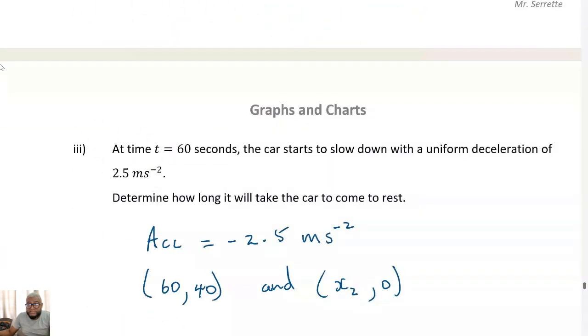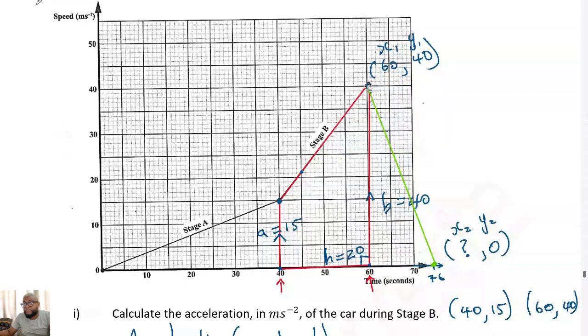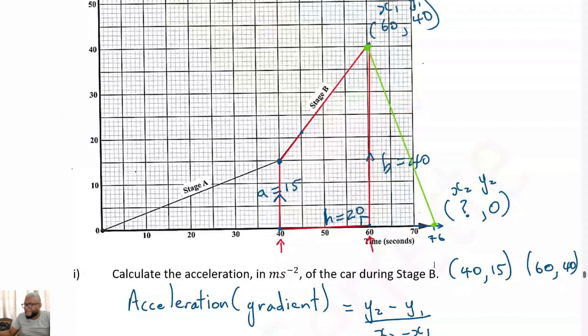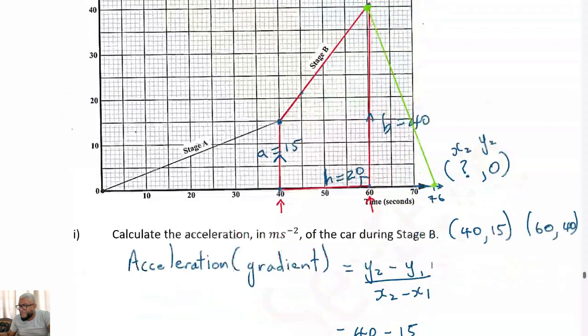Now, what did the question ask? The question asked: how long did it take for the car to come to rest? Remember, we were at peak speed up here. From here to 76, how many seconds did it take before that car came to a speed of 0? 16 seconds. Very good. Who said 16 seconds? Everybody good there?